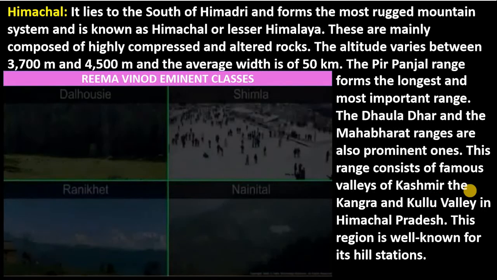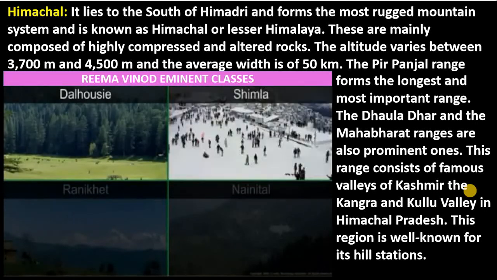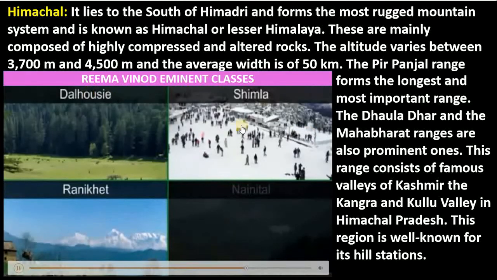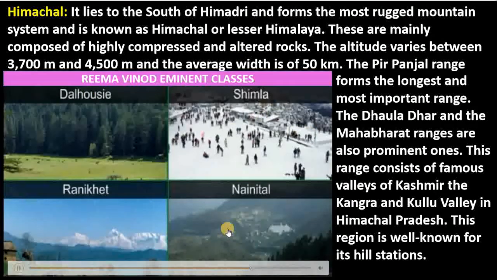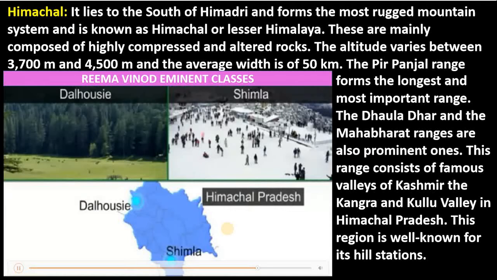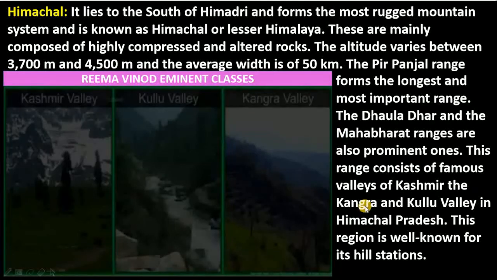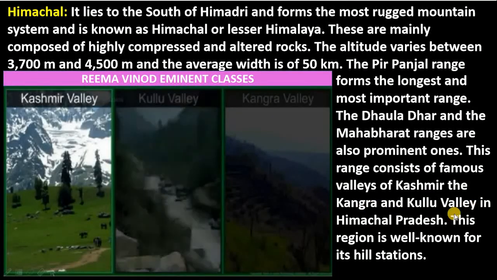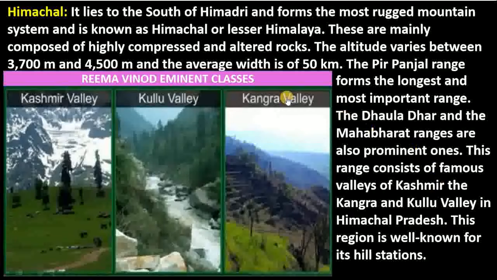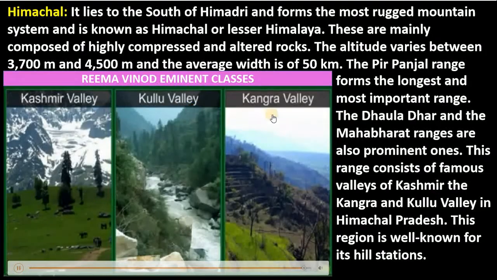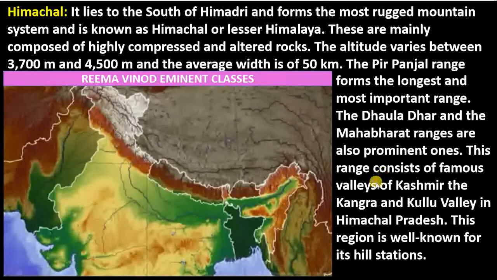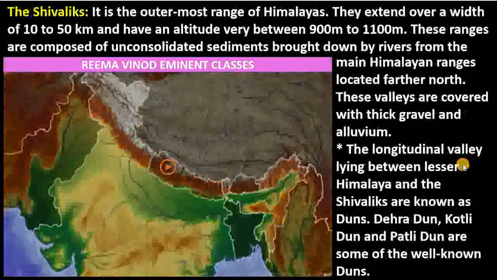Here we can have the hill stations which are very famous ones: Dalhousie, Shimla, Ranikhet and Nainital. Dalhousie and Shimla are located in Himachal Pradesh, while Ranikhet and Nainital are located in Uttarakhand. The other very famous valleys of this range are Kashmir Valley, Kullu Valley and Kangra Valley. These are very famous for hill stations.